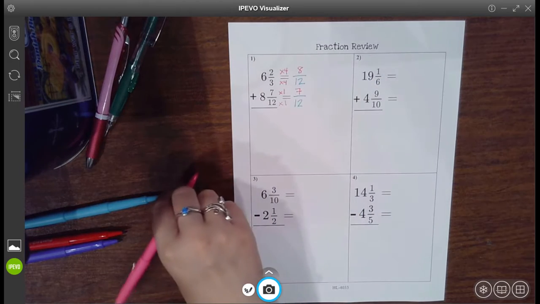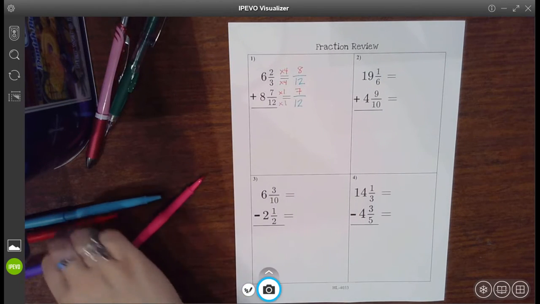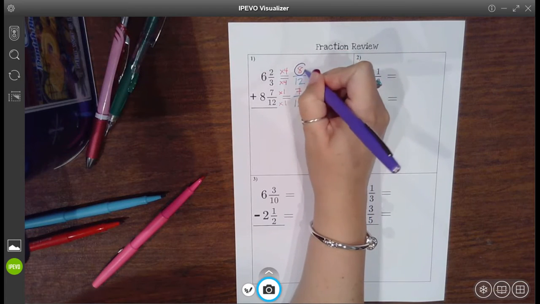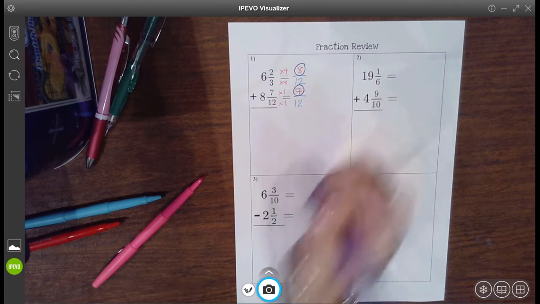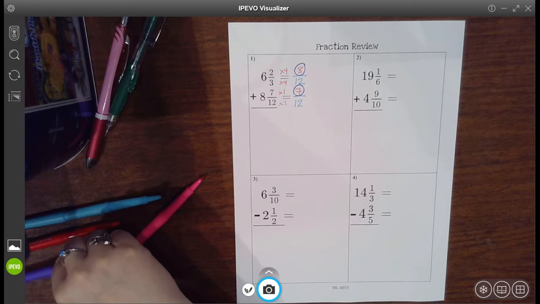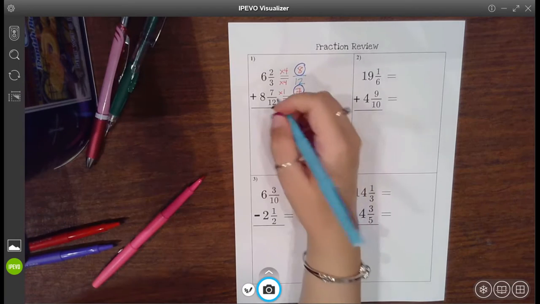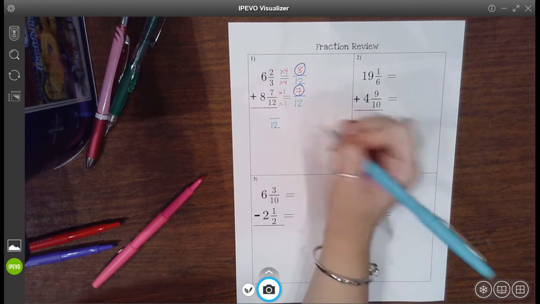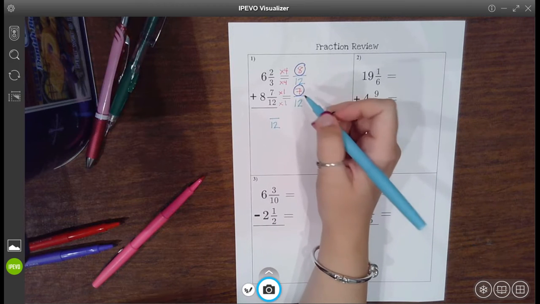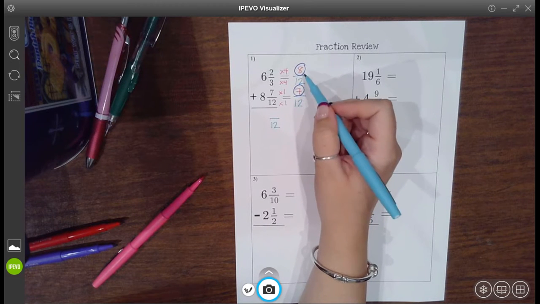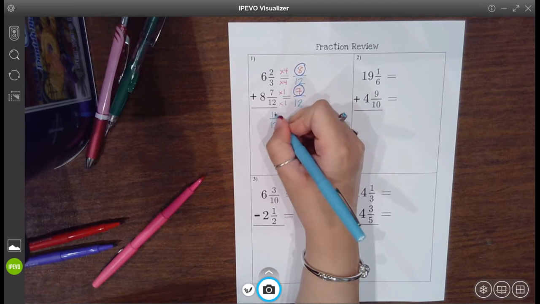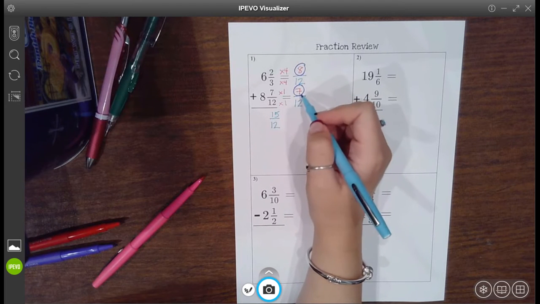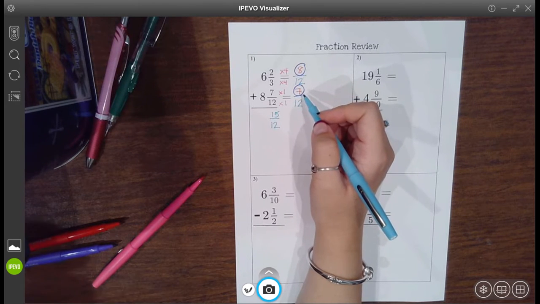But now I have 8 and 7 as my two numerators and a common denominator of 12. So I keep the denominator the same, and then I add my two numerators. 8 and 7 make 15. You can see that I circled them. Sometimes I do that just so that I don't get mixed up with all the numbers over here.